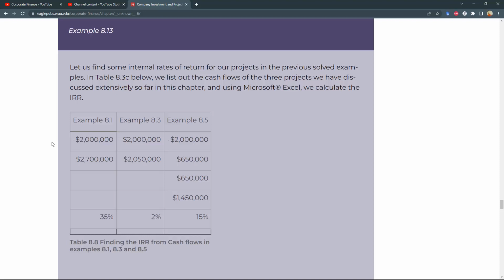Example 8.13, internal rate of return. Now let's find out some internal rates of return for our projects in the previous solved examples. So we've discussed certain examples. Let's just go over those examples pretty quick.